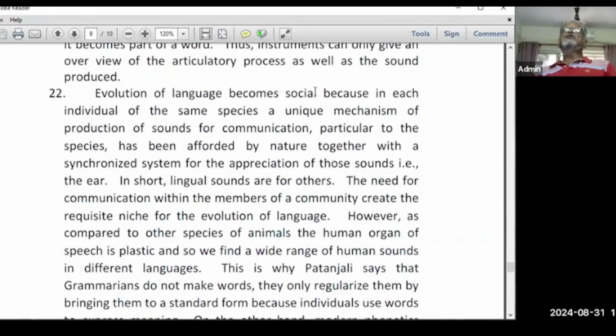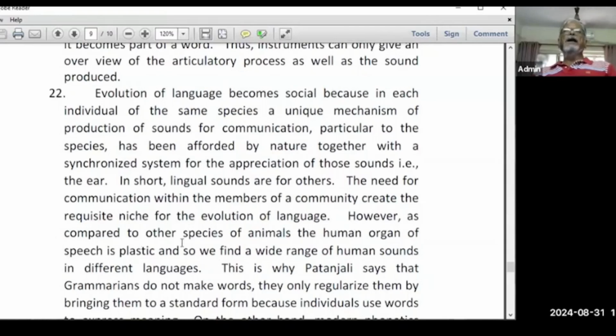Evolution of language becomes social because in each individual of the same species, a unique mechanism of production of sounds for communication, particular to the species, has been afforded by nature, together with a synchronized system for the appreciation of those sounds, that is the ear. In short, lingual sounds are for others. The need for communication within the members of a community creates the requisite niche for the evolution of language.